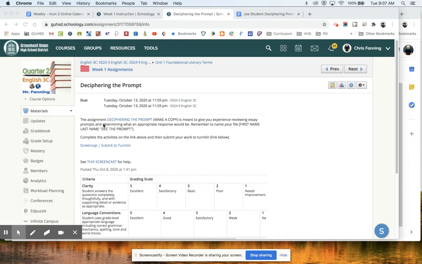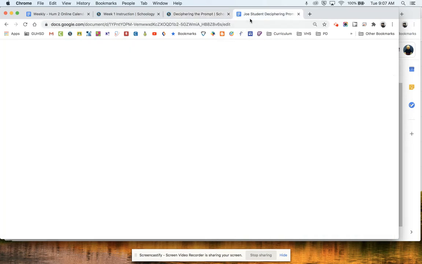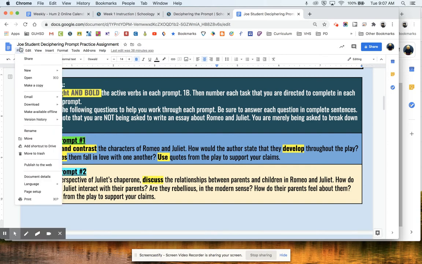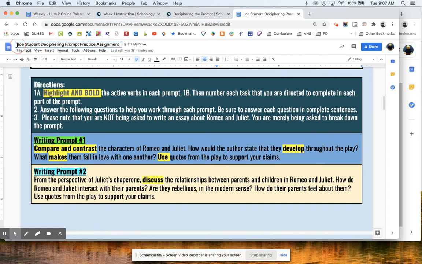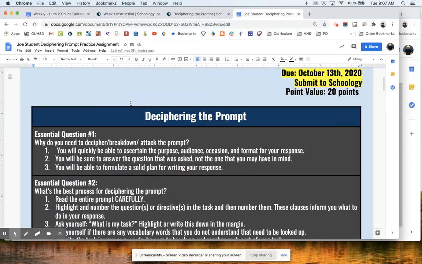The instructions at the top ask you to make a copy at this link. Clicking on Deciphering the Prompt forces you to make a copy where you want to rename your document. Instead of "Copy of," you want to click up in the top and rename it to your first and last name. I just put Joe Student, but it would be your name, first and last. That way, when you turn it in, from the title of the document, I can tell whose assignment it is.